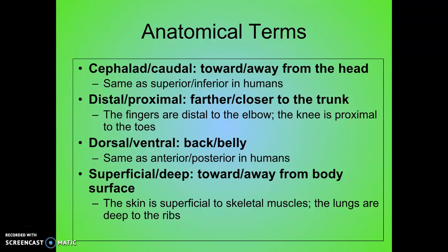Dorsal ventral would be only used for animals as well. Same as anterior, posterior in us. Dorsal, like a dorsal fin, means the back of the organism. Ventral is like the belly of the organism. Superficial means more towards the surface, deep means away from the surface.